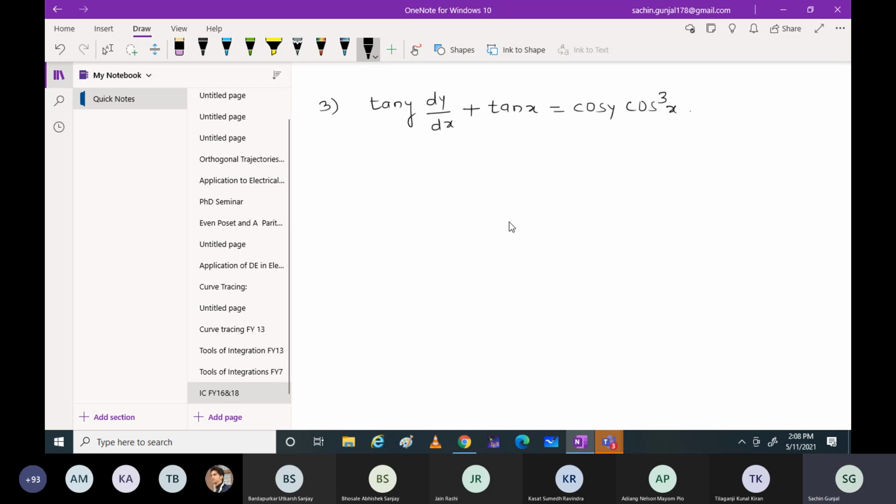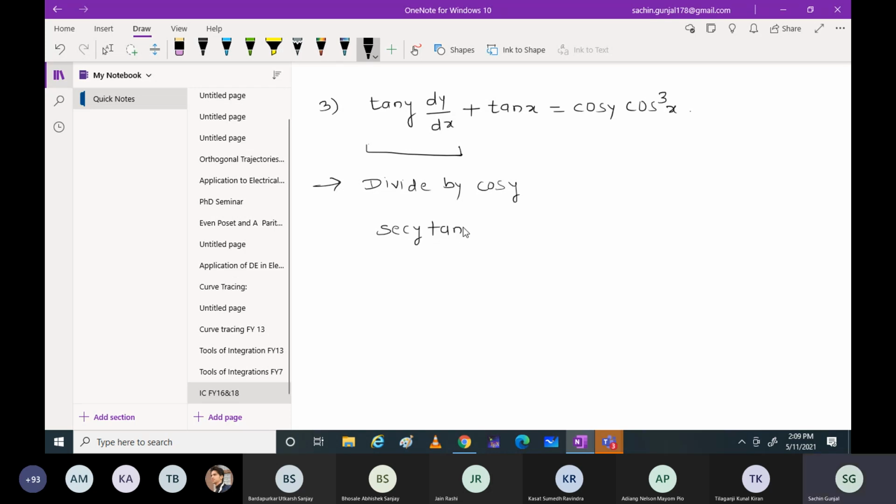Okay. So idea is very clear. You do proper substitution so that this first term will come as a derivative. So any smart answer for this? What should I do? Divided by cos y. Very good. Divided by cos y. So what will you get?